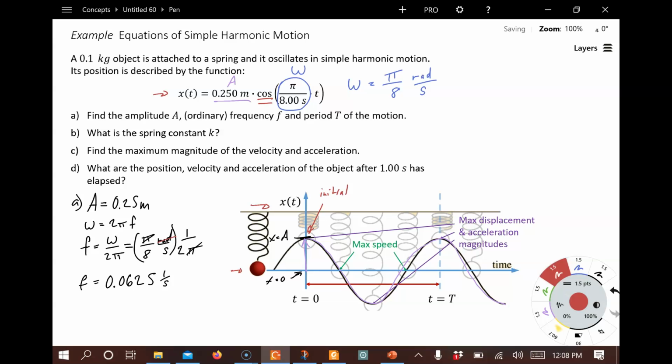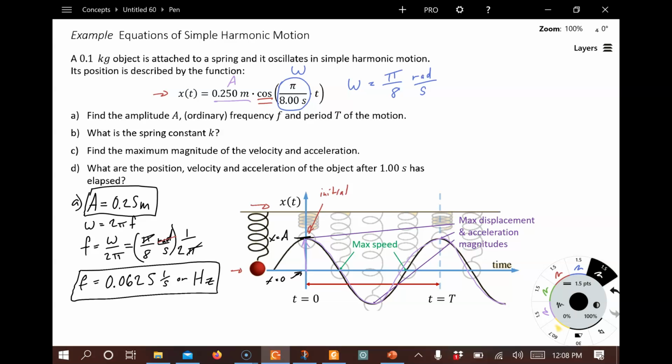We have another unit that we often use. We can also use hertz. So instead of 1 over seconds, you can write hertz, which means 1 over seconds, same thing. So we got a couple of answers here for part A. There's your amplitude, there's your ordinary frequency. And the period is the time it takes for one complete oscillation.